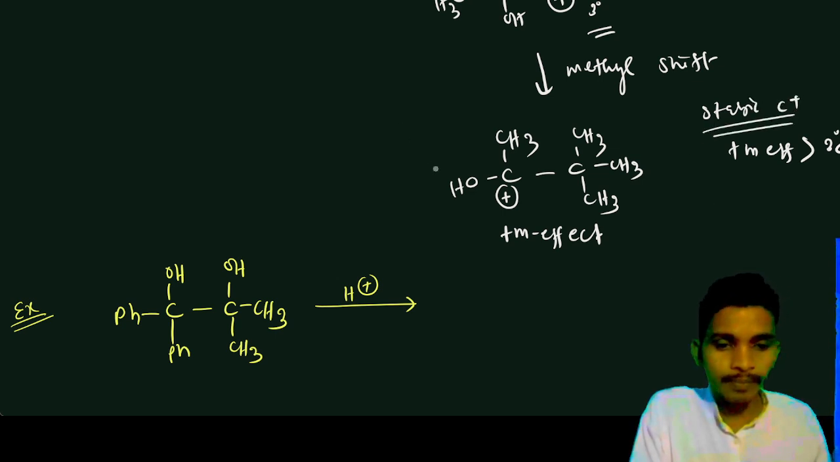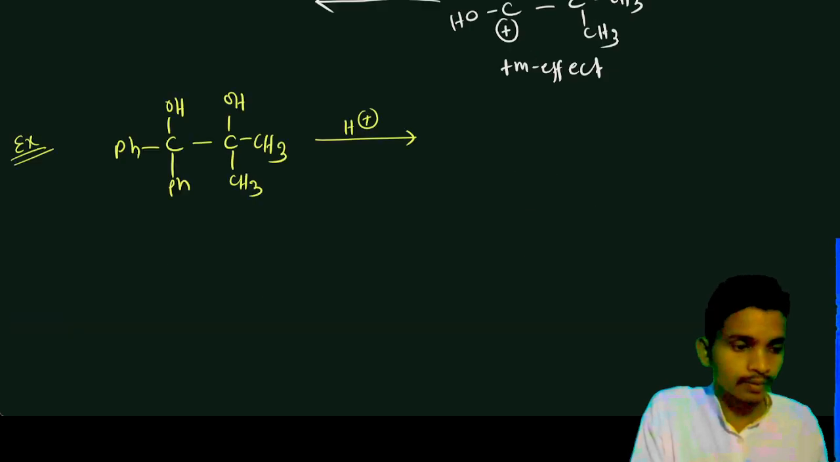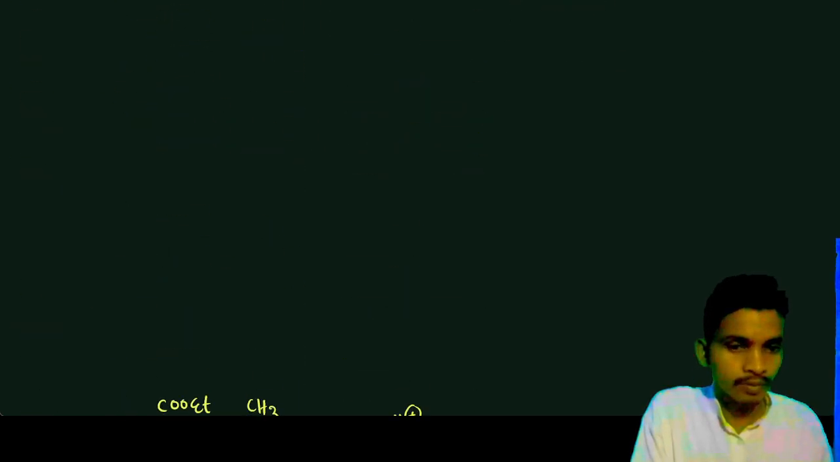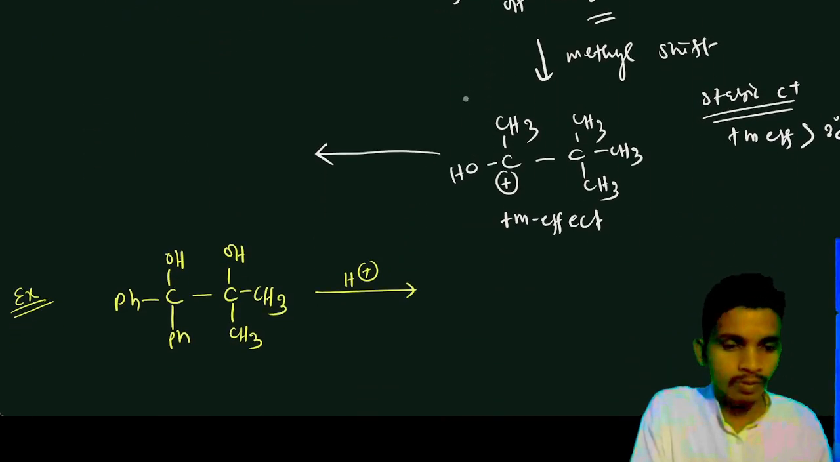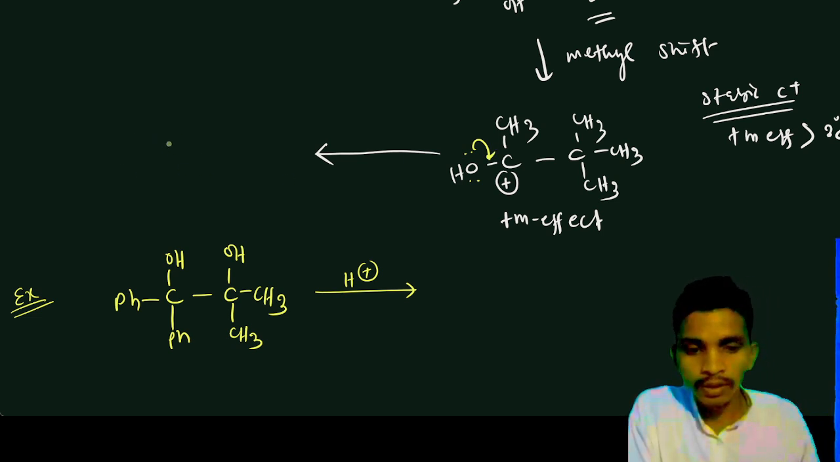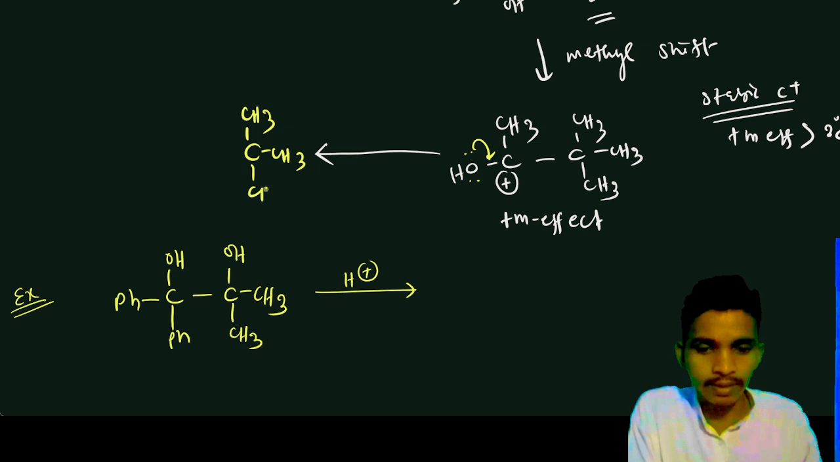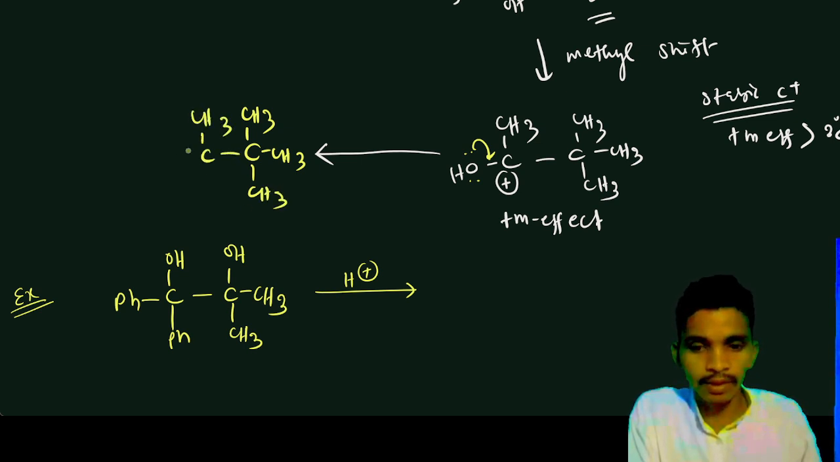So now what will happen? This lone pair of electrons is there, so this will donate here. So this is going to be C, here CH3, here CH3, here CH3, and this is C and this is CH3, and this is going to be a double bond over here and H. This is going to be a positive charge.